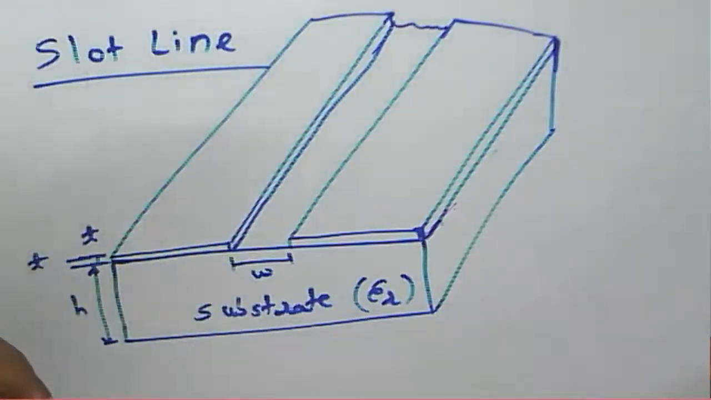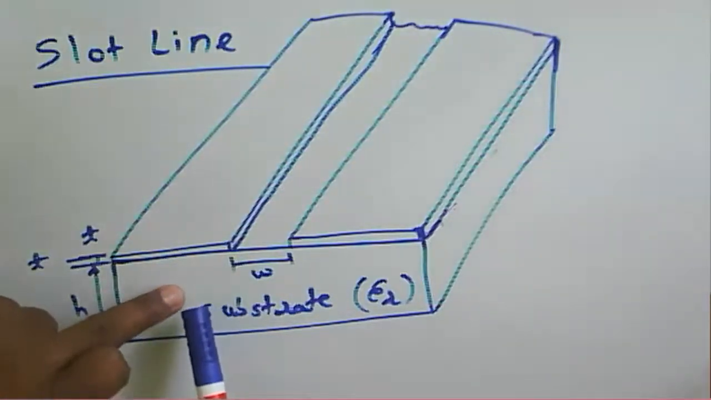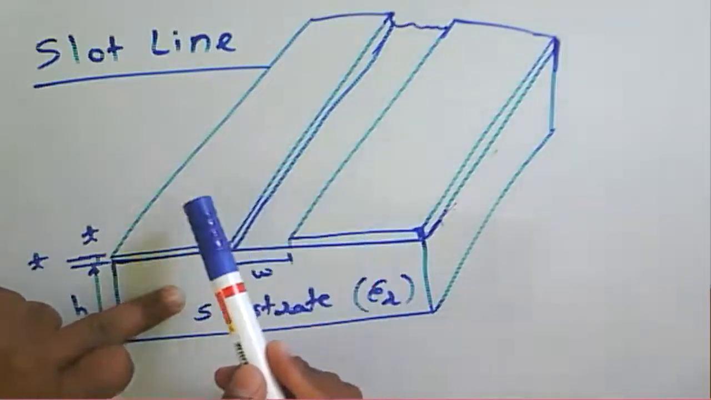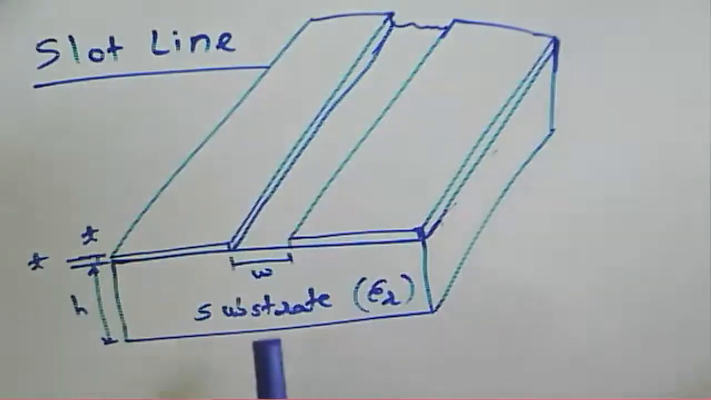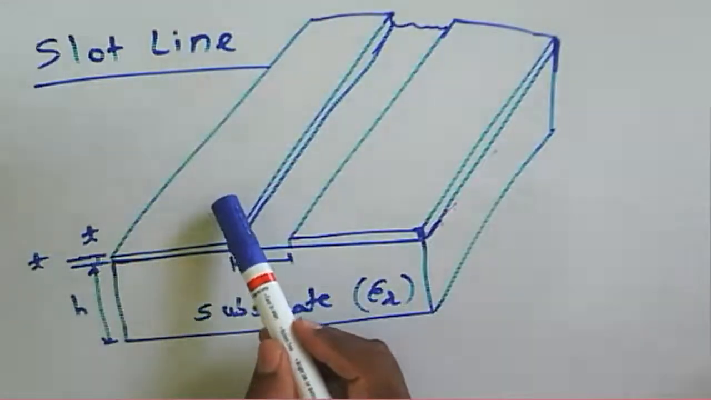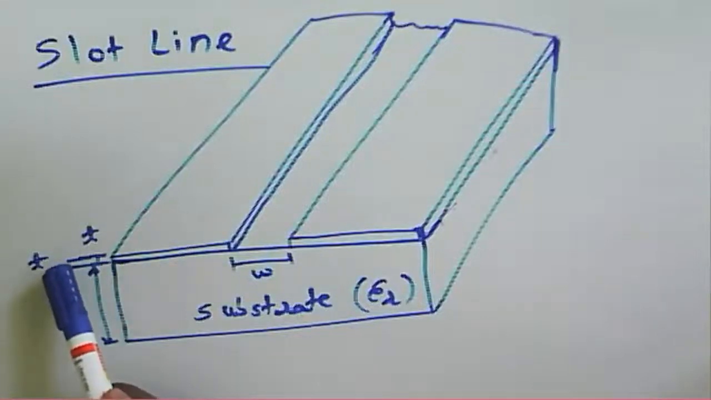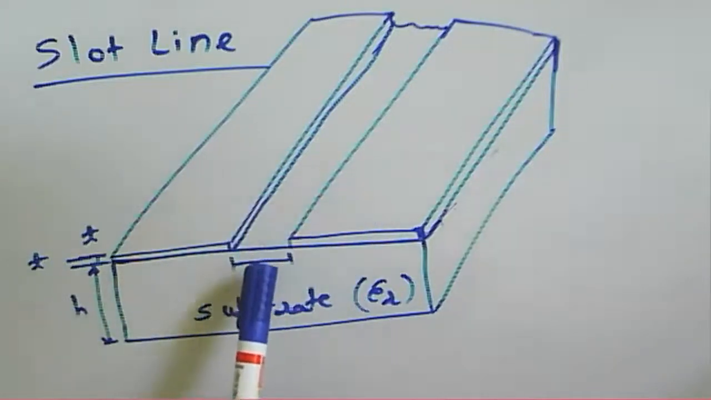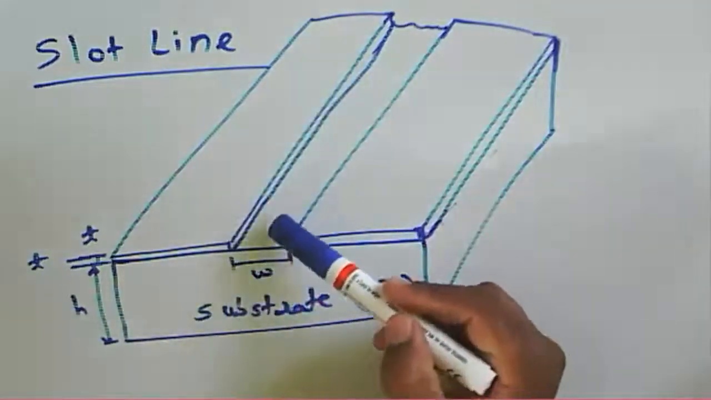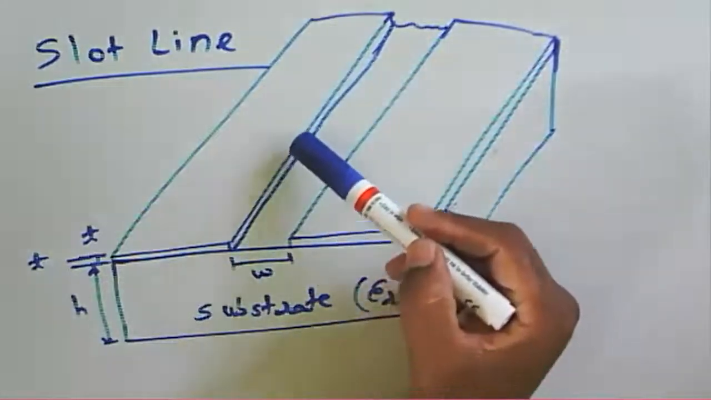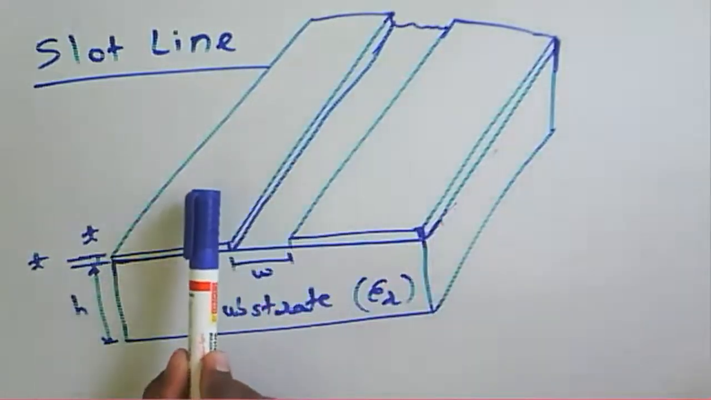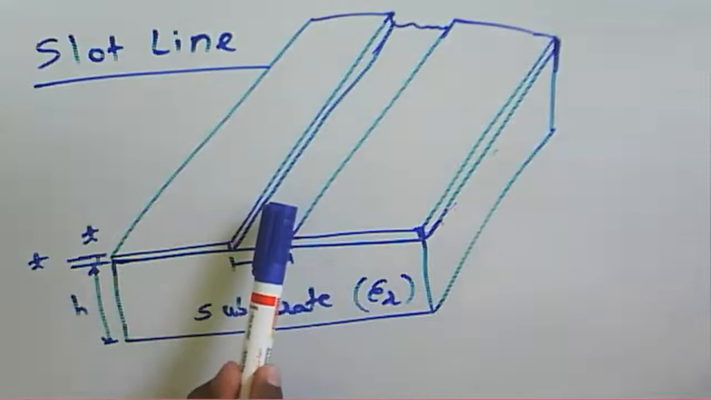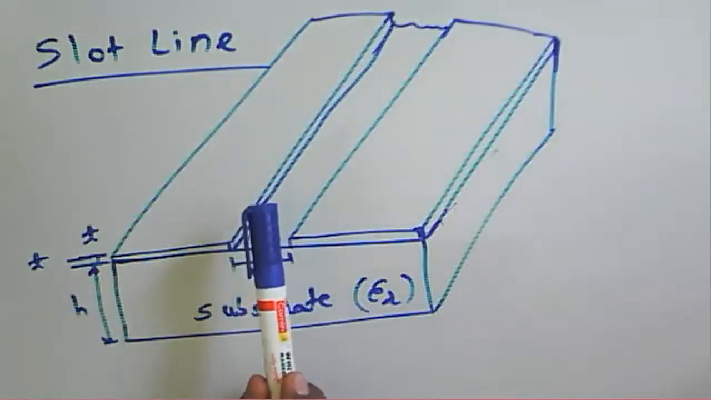Now we have a dielectric substrate. On one side of the dielectric substrate, these two conducting strips are there, and the conducting strips have a thickness T. The separation between these two conducting strips is W. That separating section acts as a slot, so this particular line is called a slot line. In between these two conducting planes there is a slot section, that's why it is called a slot line.